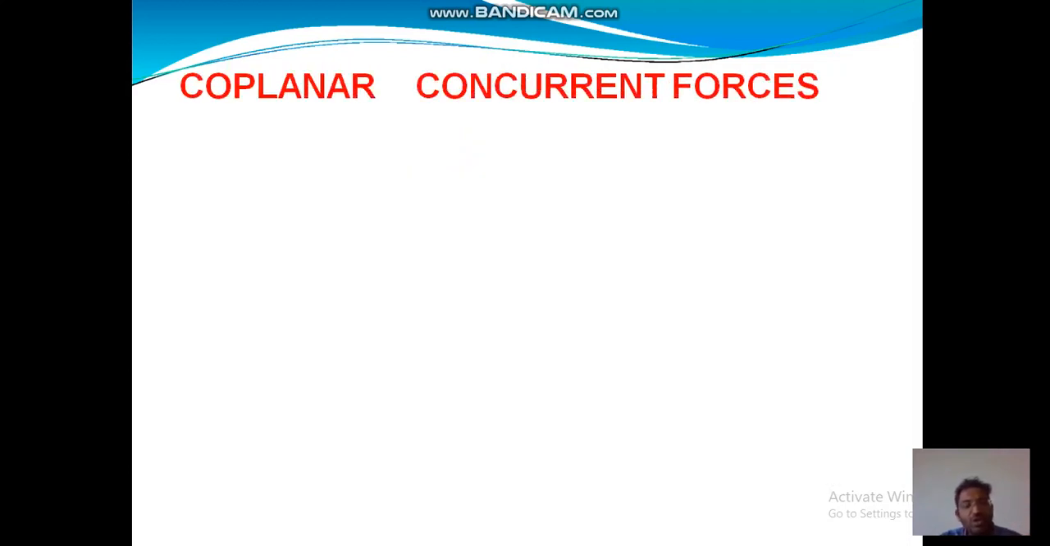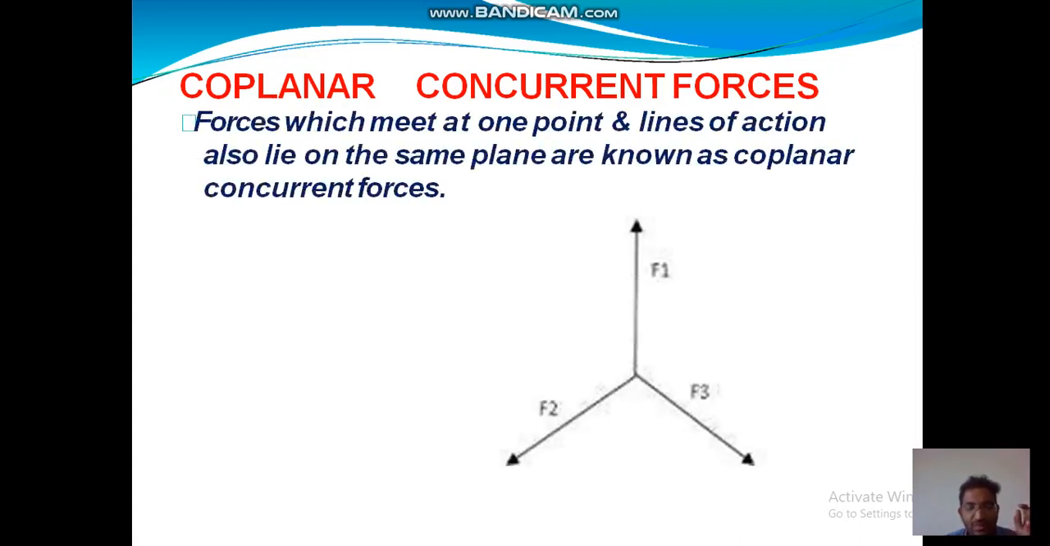And the next one, coplanar concurrent forces. Coplanar means same plane, concurrent means meeting at one point. The forces whose lines of action are on the same plane and meeting at one point, then we can say they are coplanar concurrent forces. See the best example. If you consider this a single plane, and these three forces are meeting at one point, we can say they are coplanar concurrent forces.